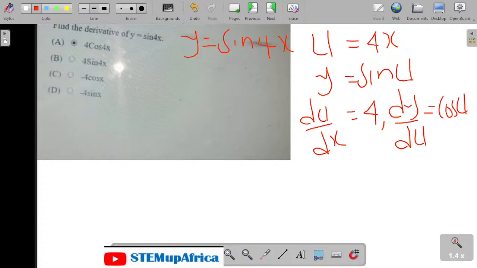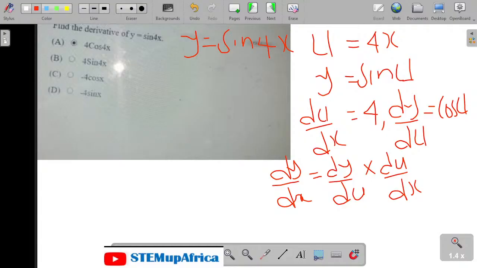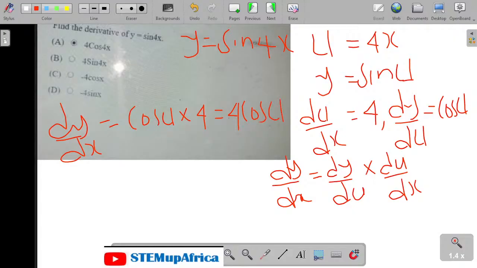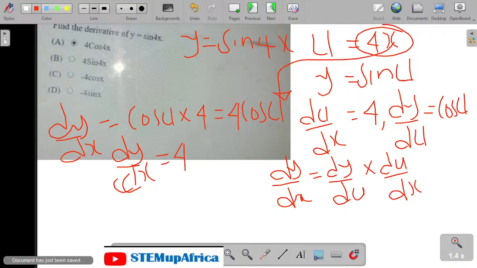So the formula for function of a function: dy dx is simply dy du times du over dx. Wherever I see dy du, I'll put cos u. Wherever I see du dx, I will put 4. So my dy dx now will give us cos u times 4, which is 4 cos u. But what's my u we said earlier? Our u was 4x. I'll put it back in place of u. So my derivative now will give us 4 cos 4x, which is option A. So this is how to solve questions under function of a function.